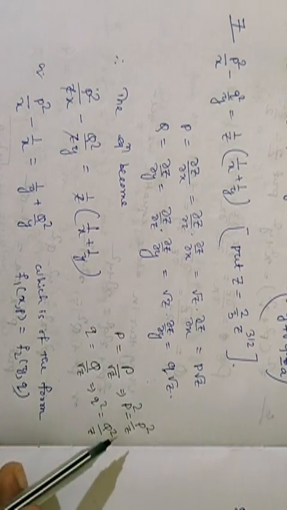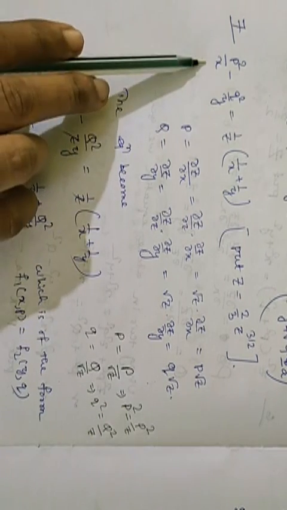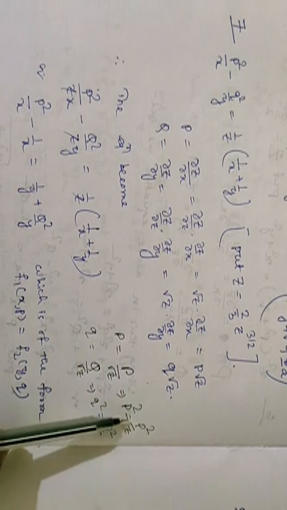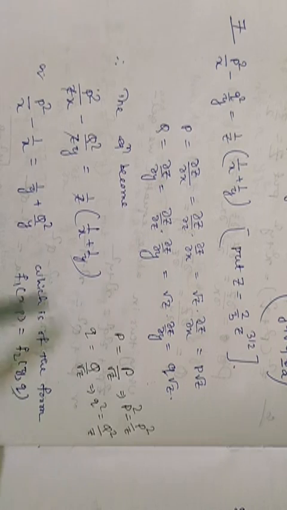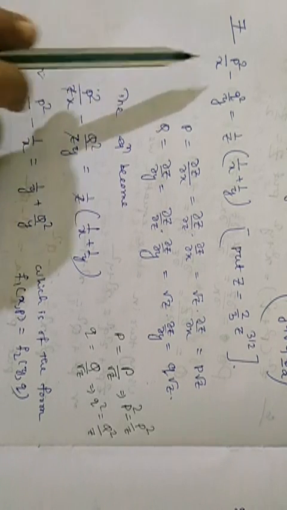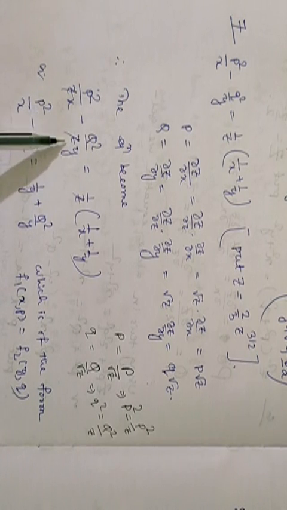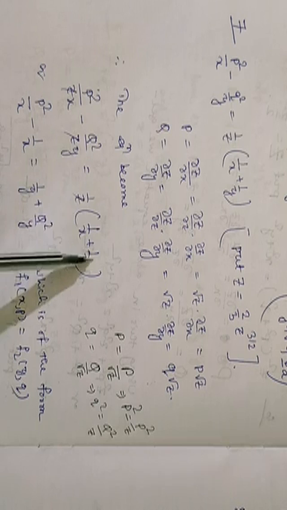Now in place of p square and q square in the given equation, we can replace them by capital P square by z and capital Q square by z. So what we get? The equation becomes capital P square by zx minus capital Q square by zy is equal to 1 by z into (1 by x plus 1 by y).